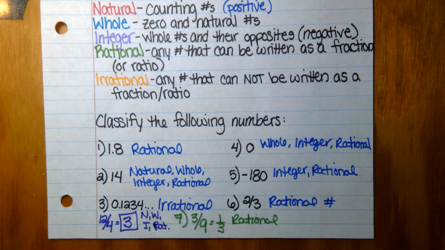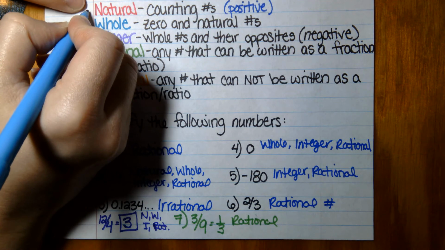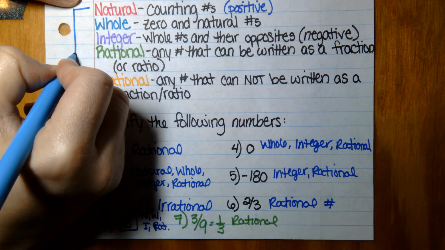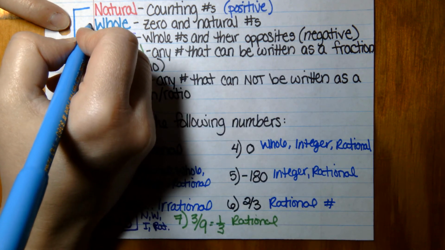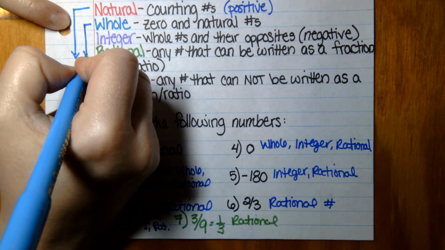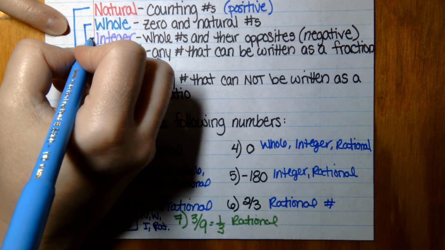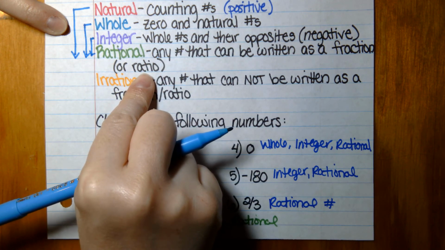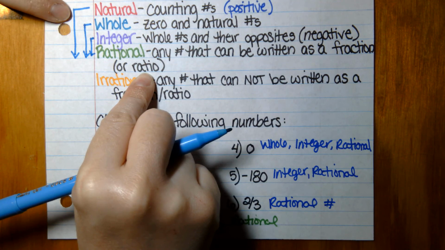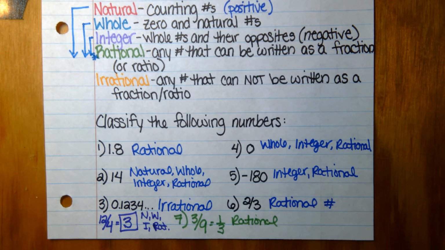The other little piece of advice is if you start at the top, if I know that it's a counting number, it's going to be all of these categories. If it starts with the whole number, so 0, it's going to be the following 2. If it's an integer, that negative whole number, it's only an integer and a rational number. And if it's a fraction by itself that can't simplify into a whole number, then your rational number is going to be isolated.